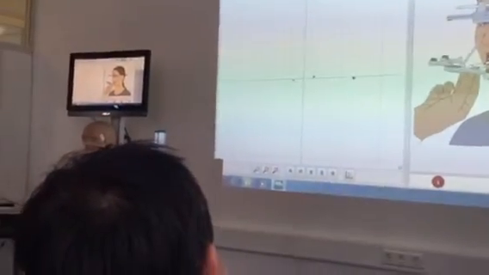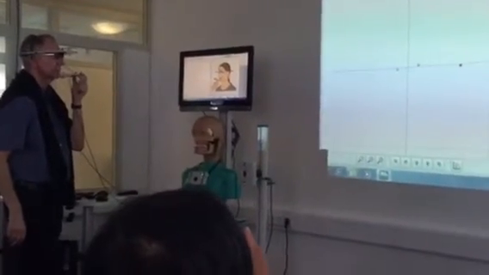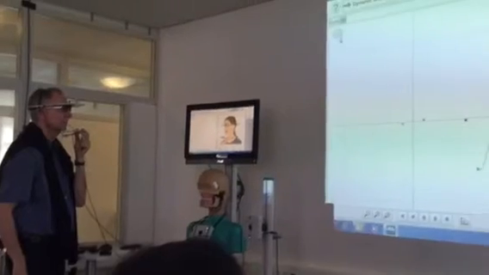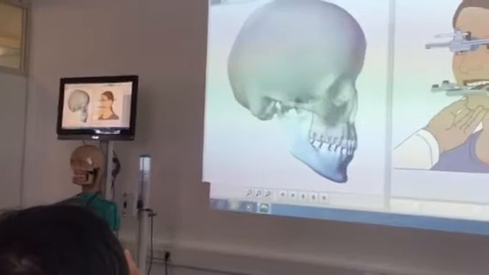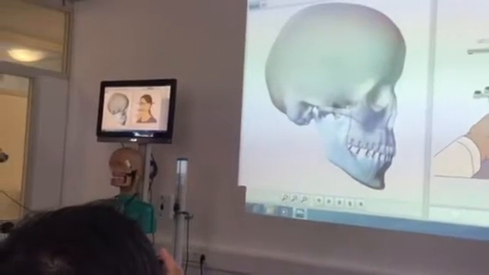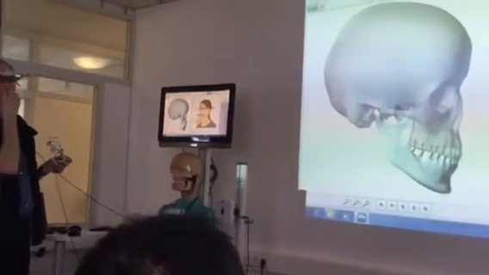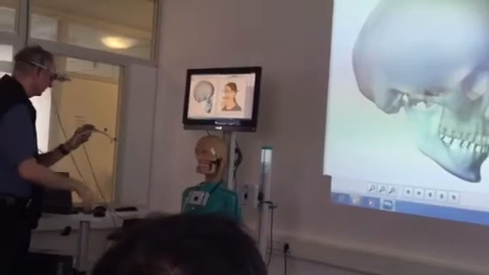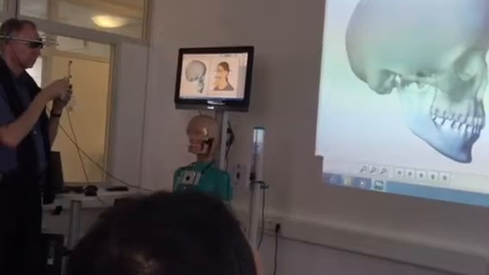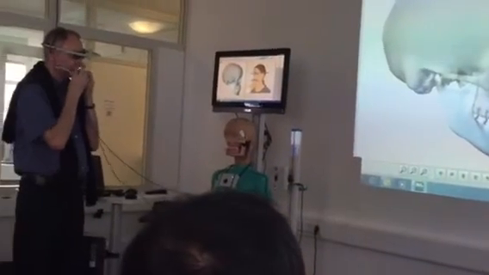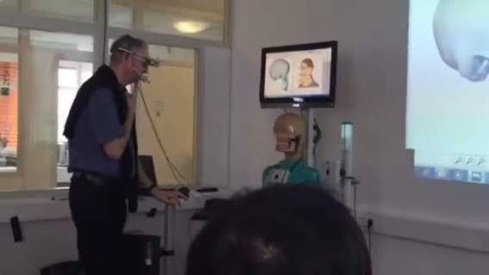Now the system wants to have my profile, so I go here. So, and now I can start to make the hinge axis. I try to make a hinge axis movement. So I have to push my lower jaw back.